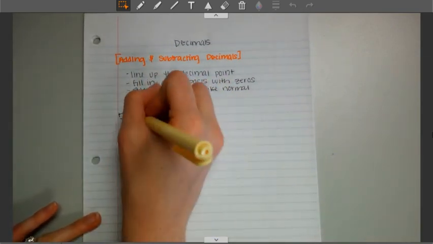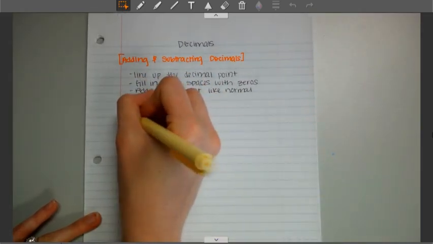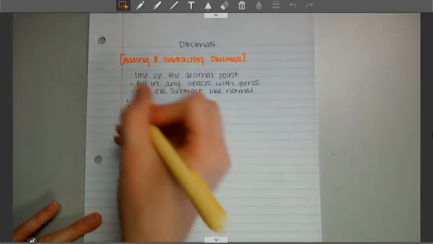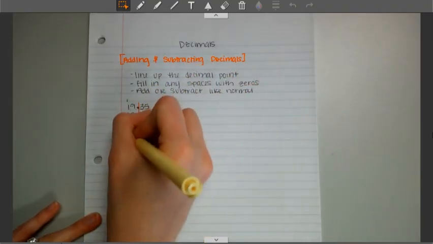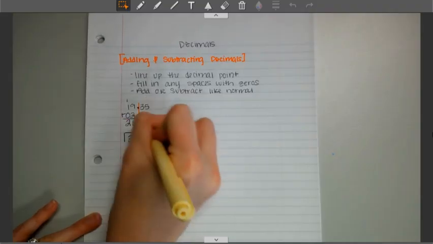5 plus 0 is 5. 3 plus 1 is 4. 9 plus 2 is going to be 11. So I put down the 1, carry the 1. 1 plus 1 is 2, plus 0 is still 2. So my answer would be 21 and 45 hundredths.